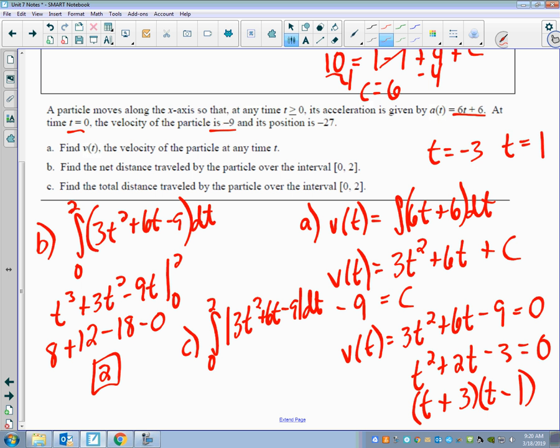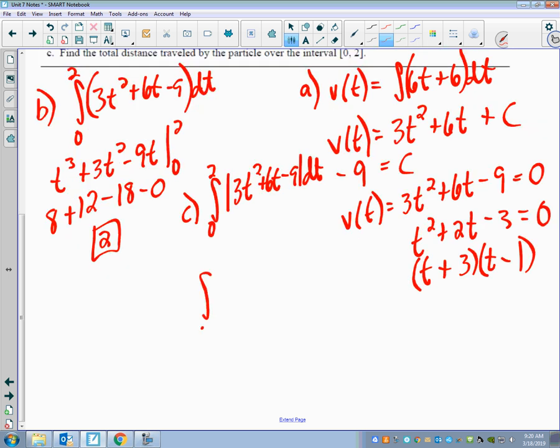Negative 3 is not in our bounds, yes? But 1 is, so that means you would have to break this up as 0 to 1 of the absolute value of the velocity plus 1 to 2 of the absolute value. So that's where you do it separately, and if that's a negative number, you change it to a positive.